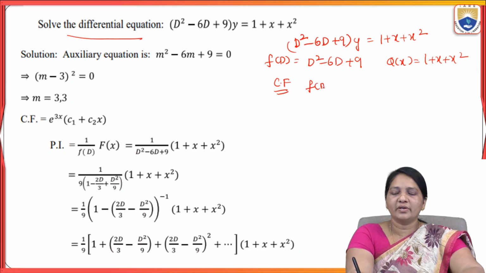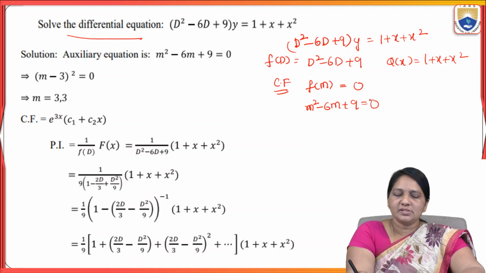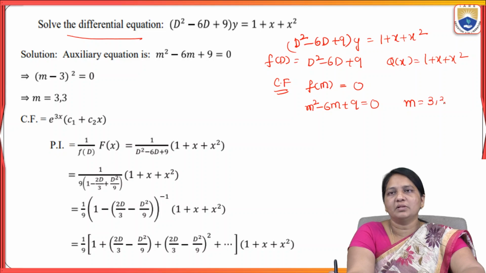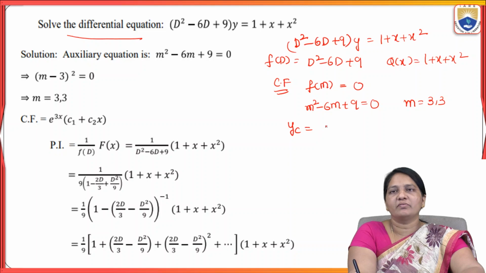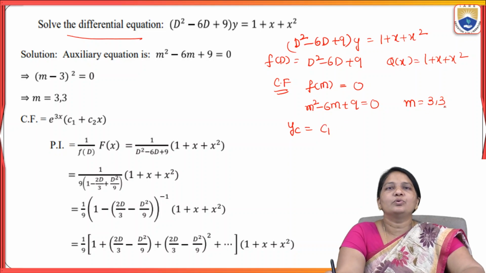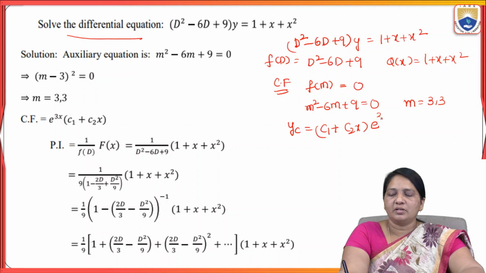So what is the auxiliary equation? The auxiliary equation is f(m) = 0. So the same, m^2 - 6m + 9 = 0. From this I can calculate the roots. I am getting m = 3, 3. So finally what is the complementary function? Complementary function equals C1... here two roots are equal and real. So what is the formula for that? (C1 + C2 x) e^(3x).